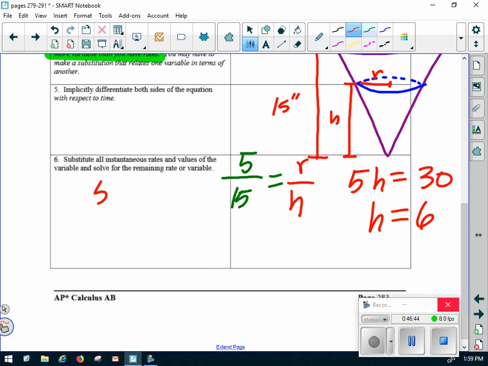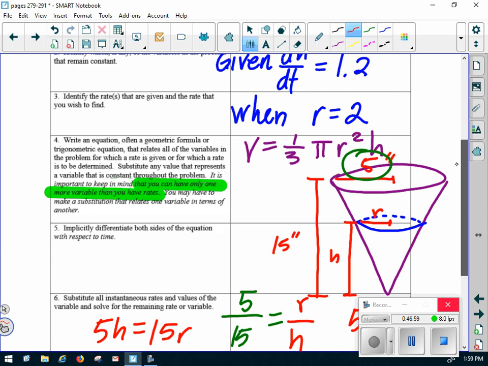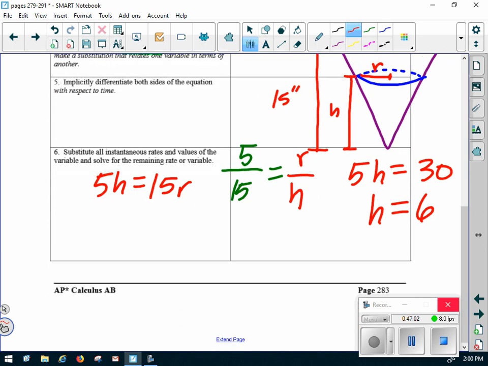If I cross multiply, I get 5H equals 15R. You with me? Which variable did I say I wanted to get rid of? I want to get rid of R. So let's make that say R equals. What's it going to be? 5H over 15, which is H over 3. What we're going to do Wednesday is pick up right there.